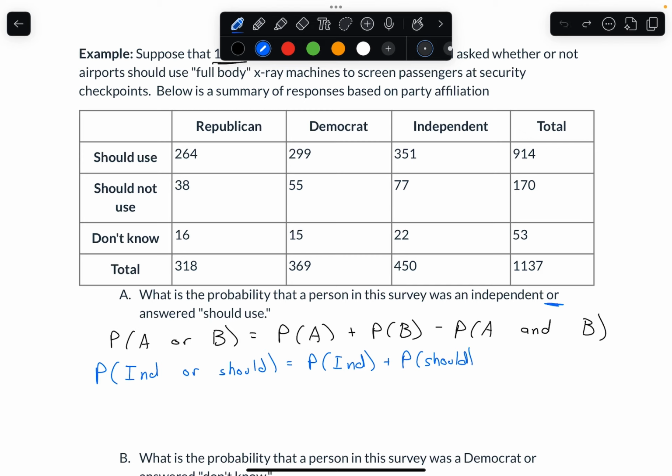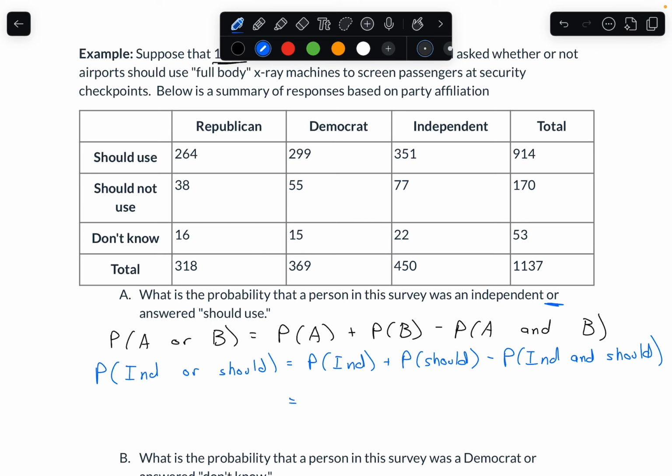Let me clean that up. Minus the probability that they were an independent and said we should use it. If we can find these three things, then we just have a little bit of addition and subtraction to do, and we'll have our answer.